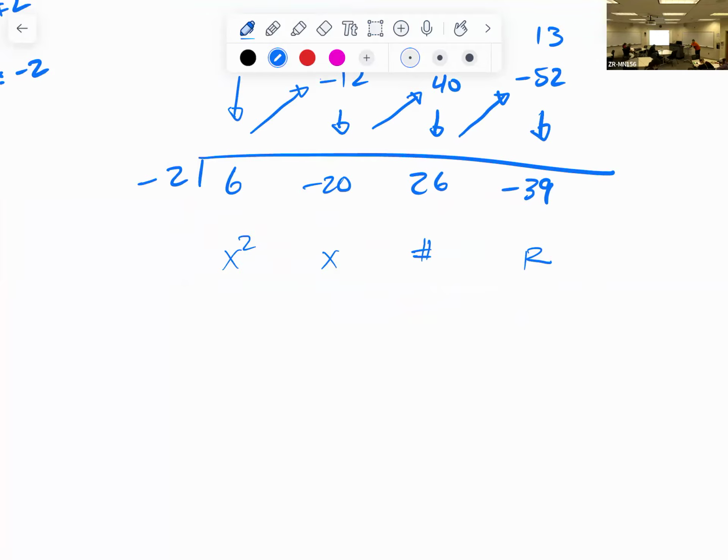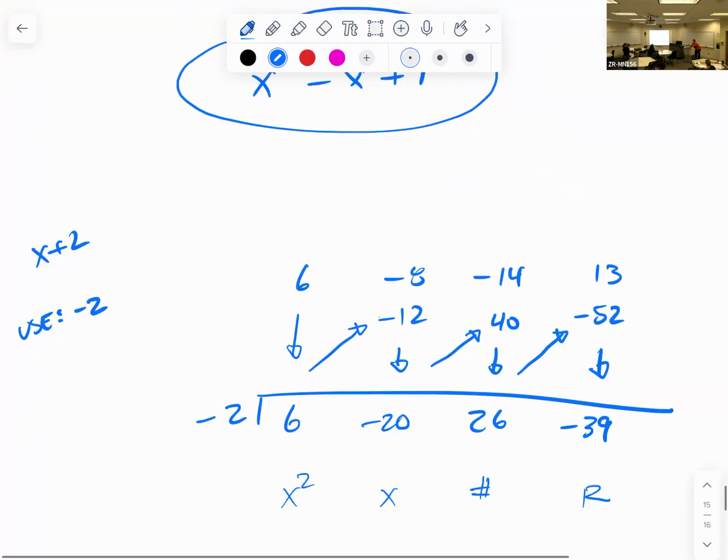Kaylin? 6x squared, as far as I got. Okay, 6x squared minus 20x plus 26, minus 39 over x plus 2. Remember, that's the trick.